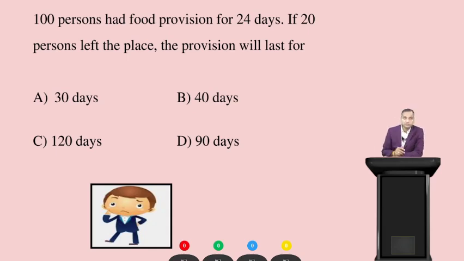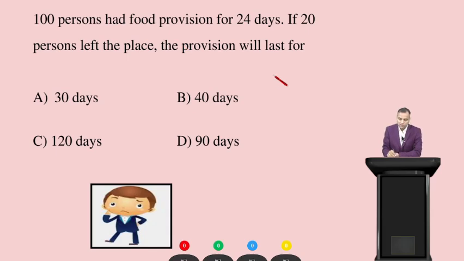So now time out. Okay, so first 100% had food provision, means there are 100% and there is some food for 24 days, but 20% left. So now the remaining persons, how many? Very good, 80% are there. So the food will last more or fewer days? Yes, very good, because the number of people decreases, so the number of days increases. So this is indirect proportion.